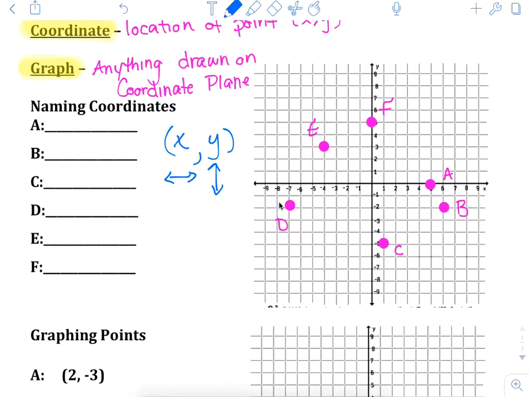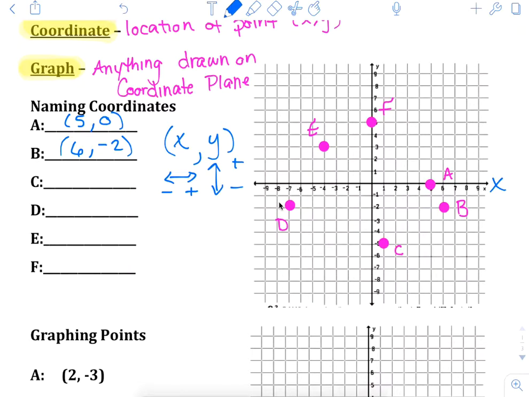So if we're going to go in order naming these points, let's make sure we use the x-axis for our first set of numbers. So for A, we are counting 5 to the right. That makes it a positive 5. And 0 up or down. 5, 0. For B, we're going 6 to the right and 2 down. That's a positive 6 and a negative 2 because we're going down. So X's go positive right, negative left. Y's go positive up, negative down.